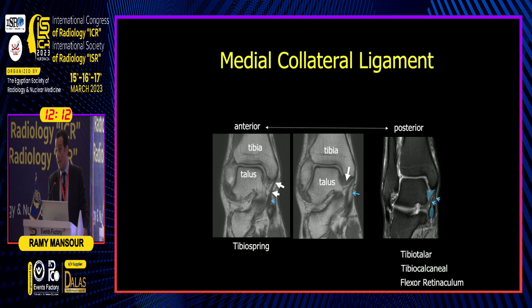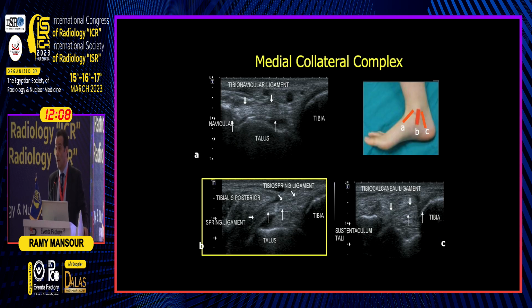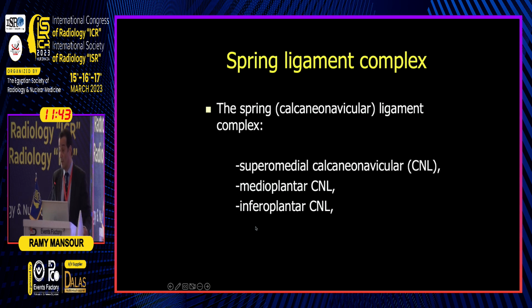So this MCL can be seen in MRI, and also if you are good and you are an expert in, or you do ultrasound a lot in your institution, it can also be identified. If you spend some time, you can carefully see all these ligaments, but again, the important one is the tibiospring ligament that you can see on the side, and you can see it has extension into the spring ligament. So ultrasound is very useful also to identify the anatomy.